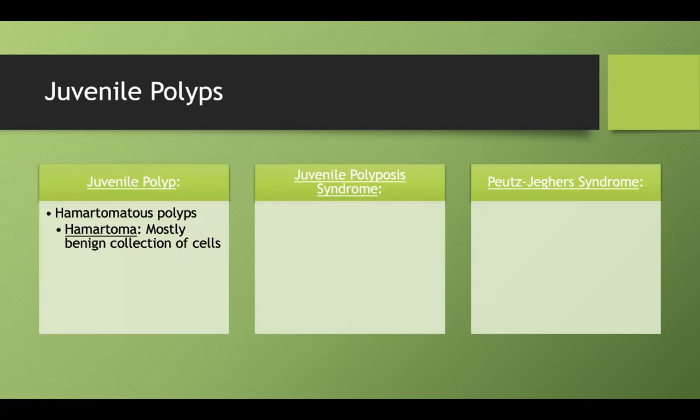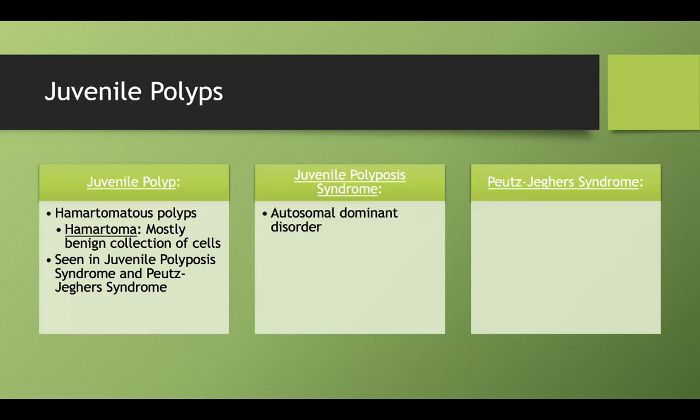What the heck does that mean? So a hamartoma is a mostly benign collection of cells. So it's mostly benign, but it can be cancerous. And you'll see juvenile polyps in two different syndromes, either juvenile polyposis syndrome and Peutz-Jeghers.